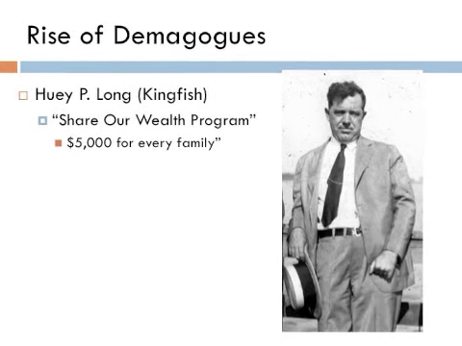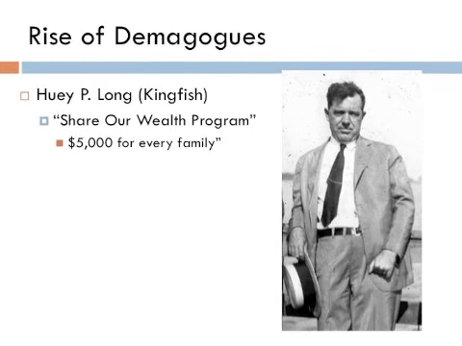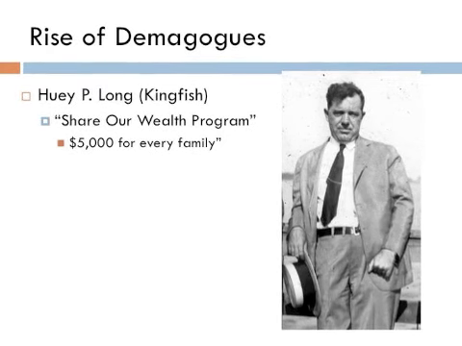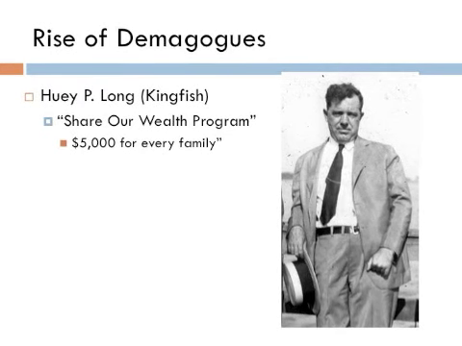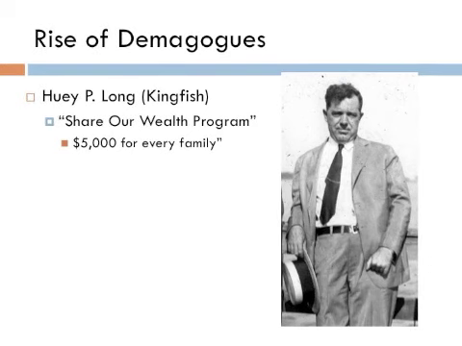So he came up with his own program called the Share Our Wealth program, in which he promised $5,000 for every family in America to spend how they saw fit. In other words, instead of giving jobs or anything like that, you just cut them a check and let that money come back into the economy.